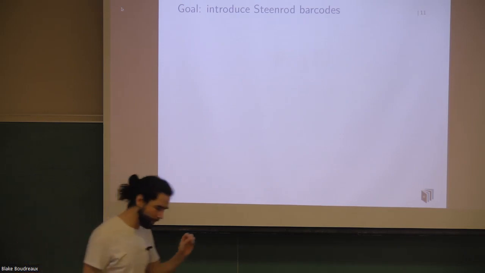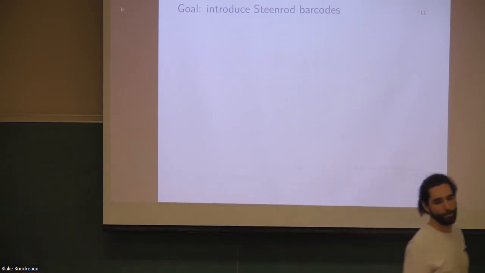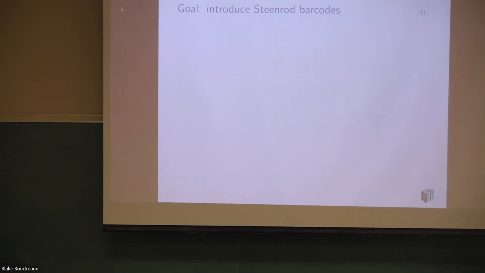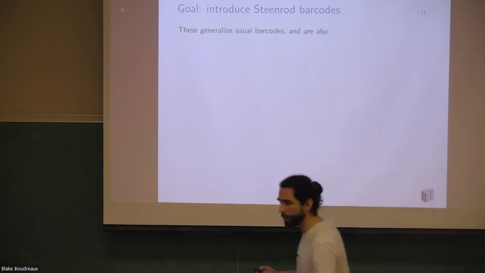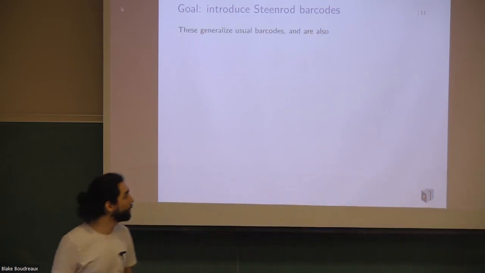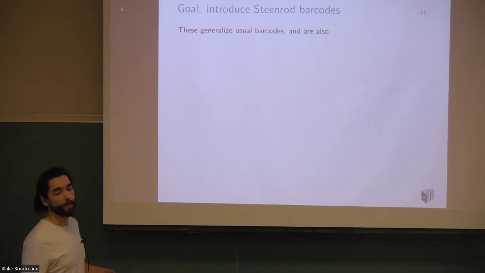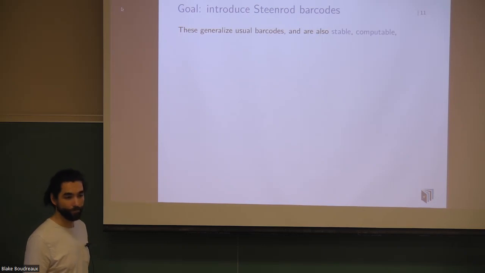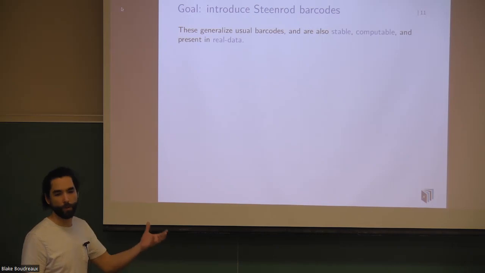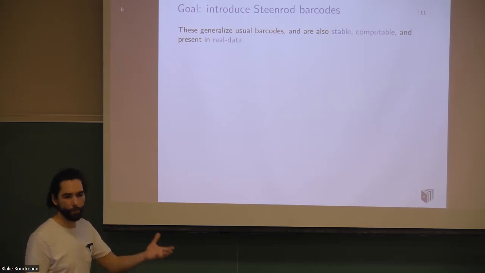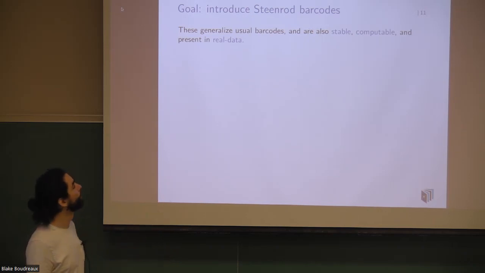Before I go into the details, let me tell you what the payoff will be if you stick with me for the rest of the talk. We are going to introduce so-called Steenrod barcodes. And what are these? Well, they are generalizations of the usual barcodes that carry the same nice properties. They are stable and they are computable. And I'm also going to show that they appear in real world data. So we actually provide concrete algorithms and implementations to use these tools.